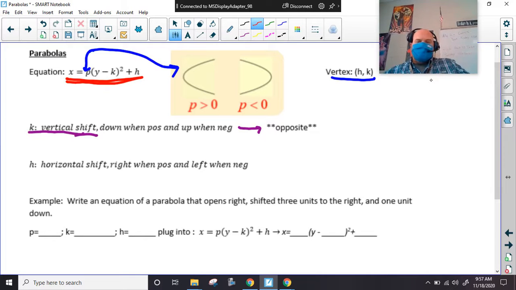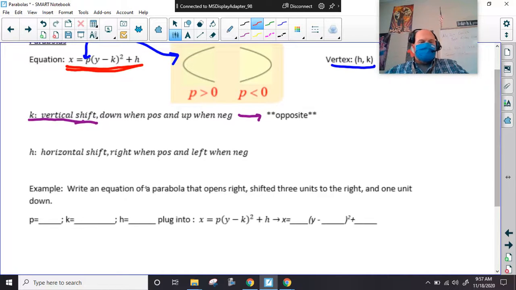Let's see if we can get this example. Write an equation that opens right. So that's our p value, so it's got to be positive. We can put +1 right there. It shifted 3 units to the right, so this is going to be a +3. So my h is +3.